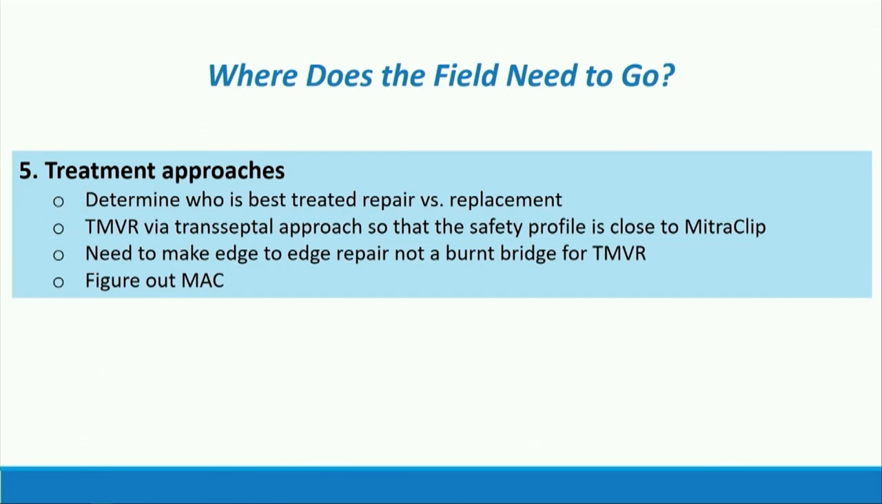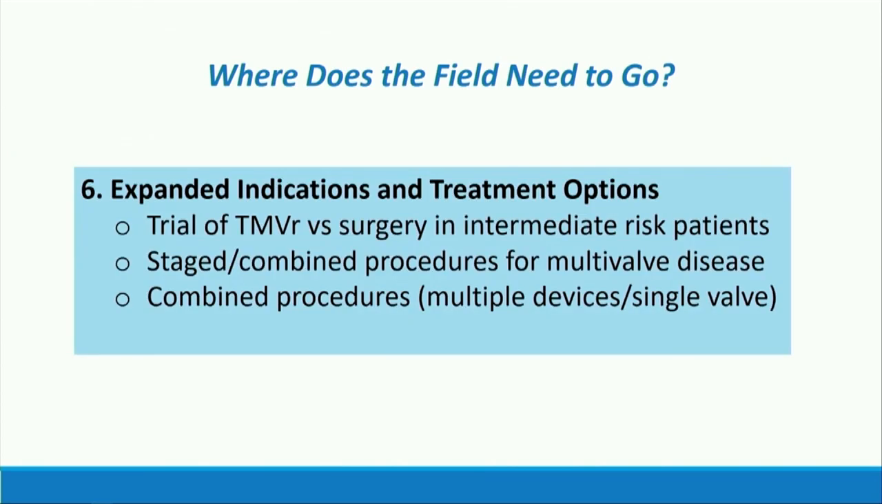Fifth, the treatment approaches. Determine who is best treated by repair versus replacement, and there are lessons from surgery there. Secondly, TMVR is going to have to be done by a transseptal approach so that the safety profile is close to MitraClip, because as you've heard, that will be the comparator. We need to make edge-to-edge repair not a burnt bridge that will preclude TMVR, and Paul gave you a little bit of an idea how that possibly may be done. And we really do need to figure out MAC, because we aren't even close to that. The mortality is still unacceptably high by all approaches.